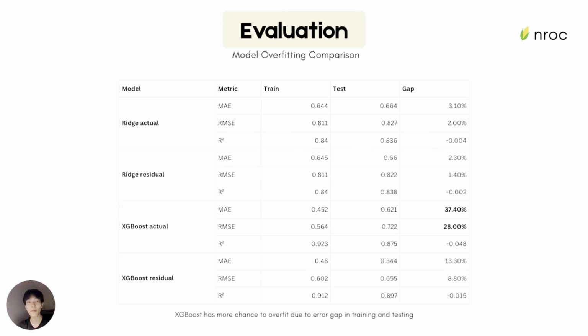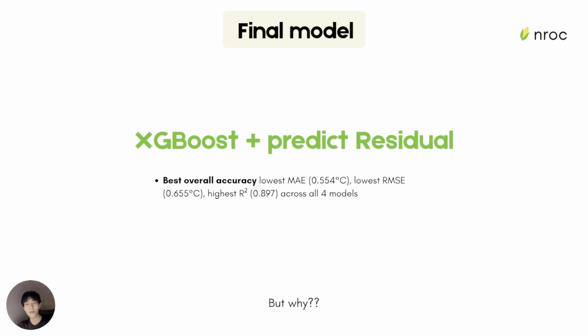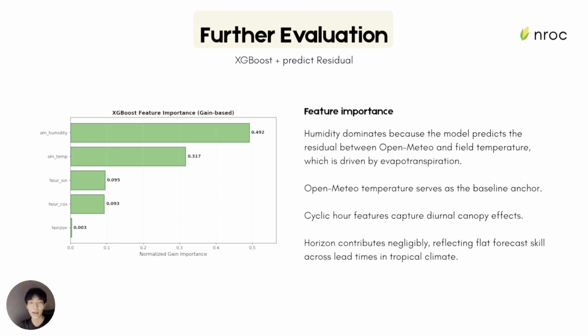And here is model overfitting comparison where we compare three metrics in training and testing. And we have found that XGBoost has more chance to overfit due to the error gap in training and testing. And next evaluation is where we plot each metric on each day ahead. And the result is pretty clear that XGBoost wins here. But honestly, why does this model win? We have further evaluation and exploration into it.